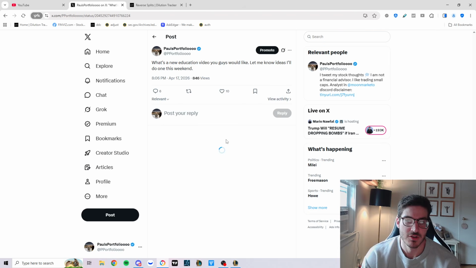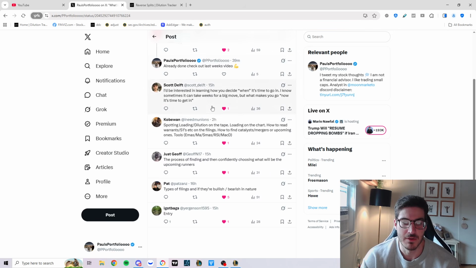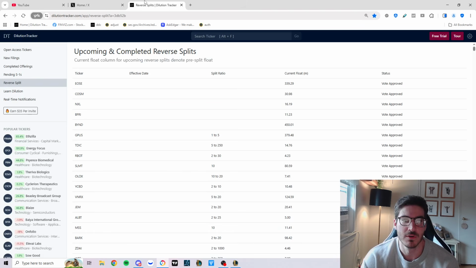But anyway, a lot of you guys were talking about dilution, when is it time to go in, types of filings. So I want to go over some basic, really just basic dilution in small caps. There's so much to learn when it comes to this stuff. Listen, even me, I'm still learning every day. But it's really a matter of just starting with the basics.